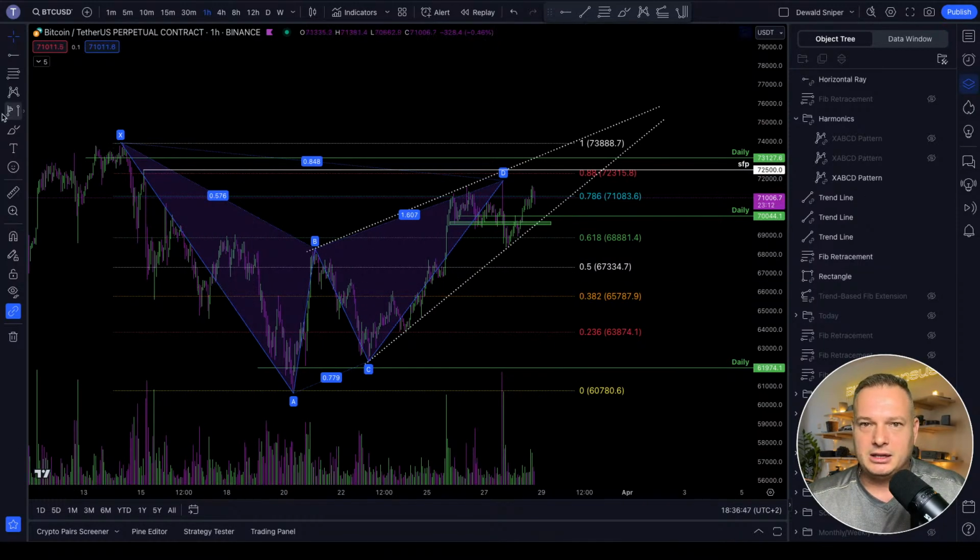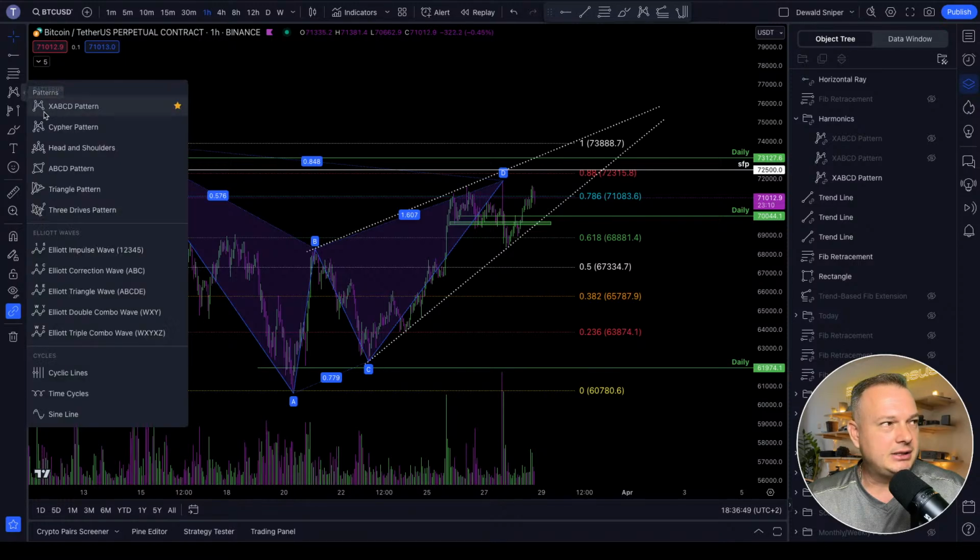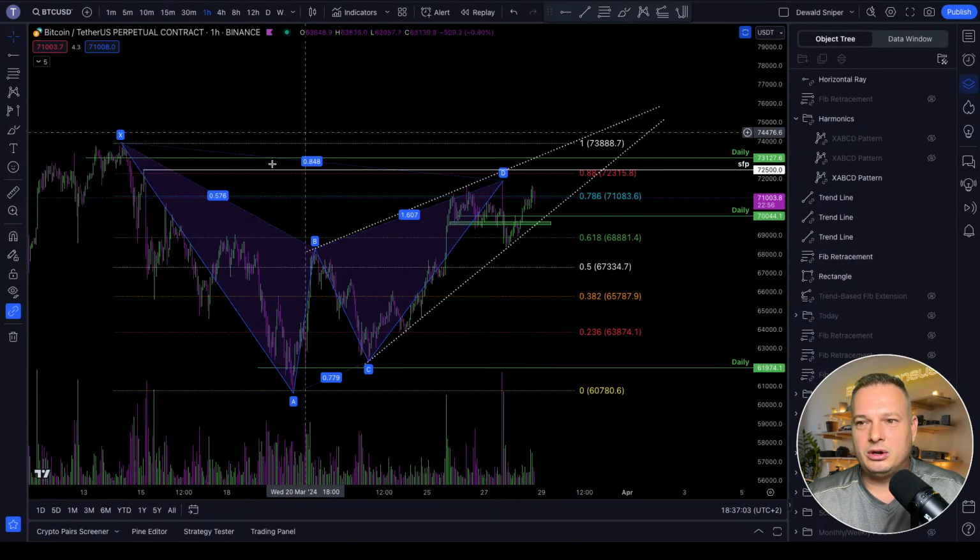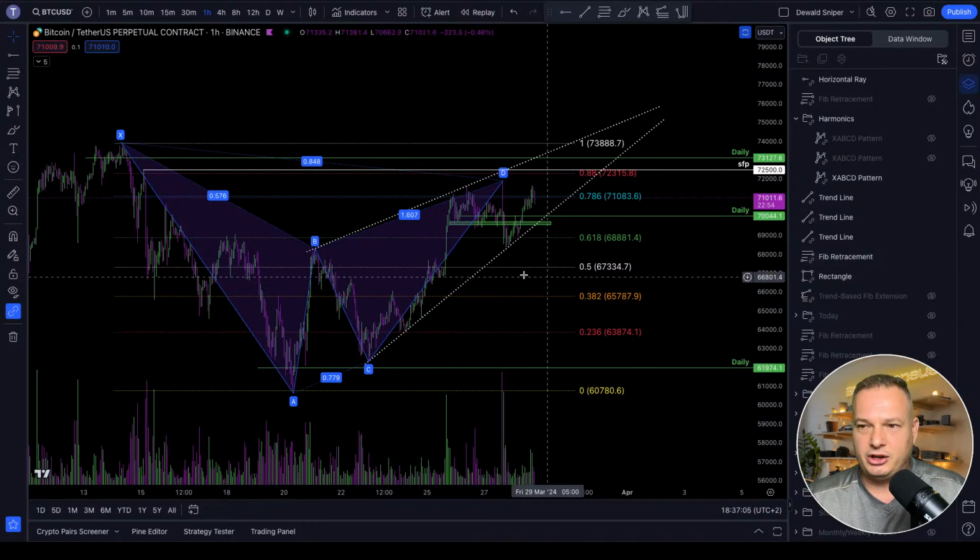It's also, when you go to your indicators, you'll see it over here, the first one, X, A, B, C, D. So it's not the ABCs, it's just the X, A, B, C, Ds. First one over there, and then you can go and draw nice little harmonics. And you get different ones.